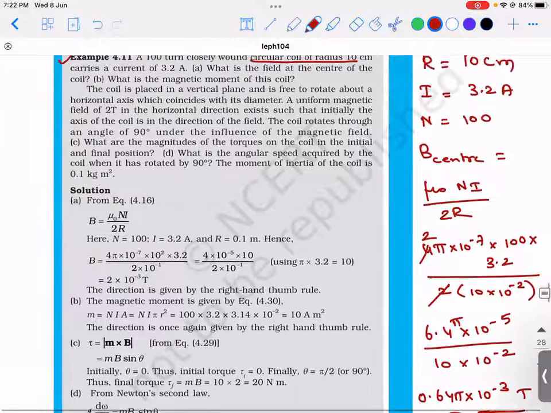Next is, what is the magnetic moment of this coil? What is the formula for magnetic moment? Magnetic moment and magnetic dipole moment mean the same. So what is the answer? NIA, write it down.